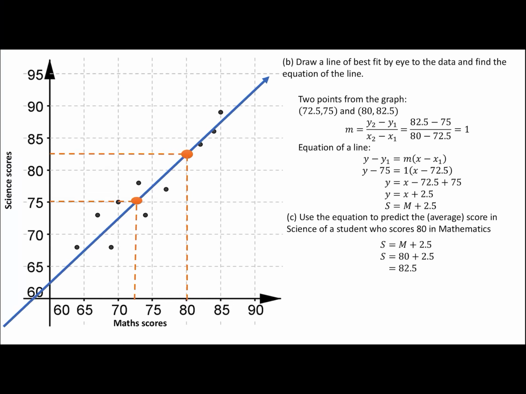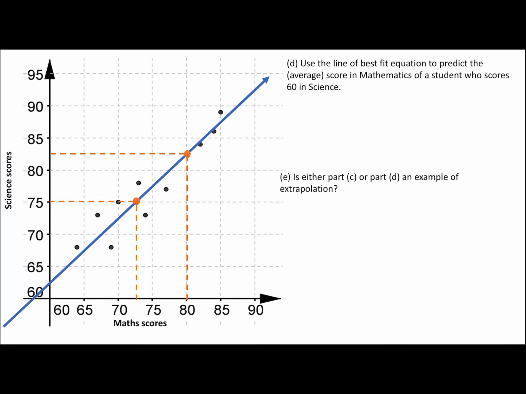Now, next part. Use the line of best fit to predict the score in mathematics if a student scores 60 in science. Again, write down the equation. S is equal to M plus 2.5. Replace S with 60 and solve for M. So M is 57.5.